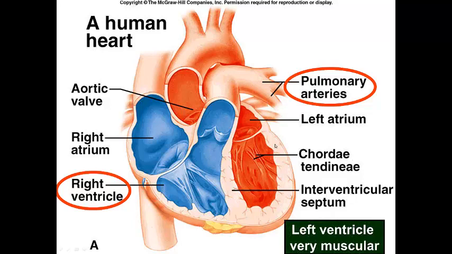The left ventricle is very muscular. It pumps blood into the aorta. So blood returns from the body, goes into the right atrium, then the right ventricle. Then it travels to the lungs through the pulmonary artery. It returns through the pulmonary vein into the left atrium, then the left ventricle, and then exits through the aorta.